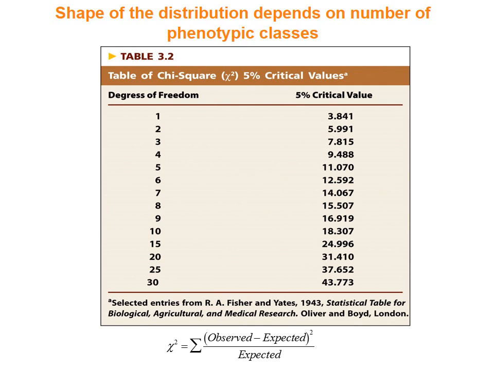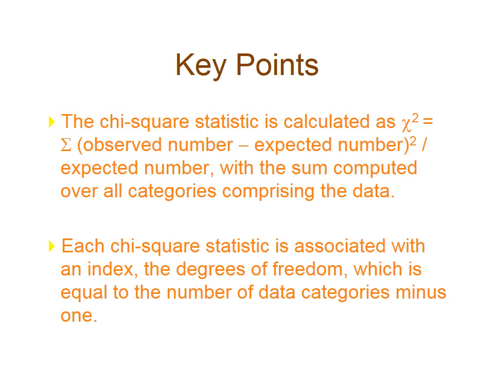Okay. So you can see that top part. I'll move that a little bit. Shape of the distribution, again, depends on the number of phenotypic classes. How we assess that is with degrees of freedom. Okay. So those are the key points. You can go back through.